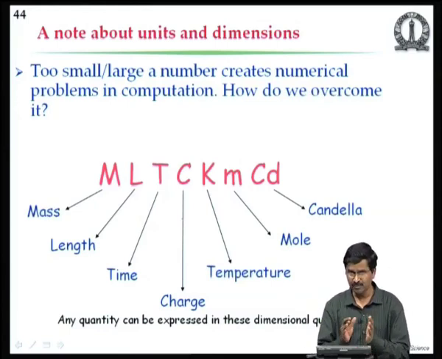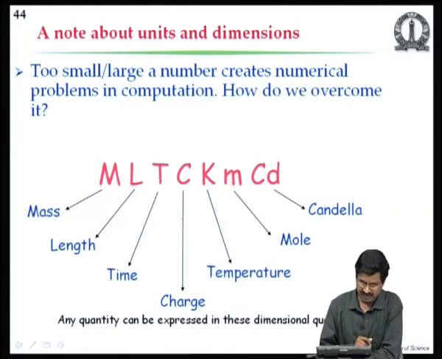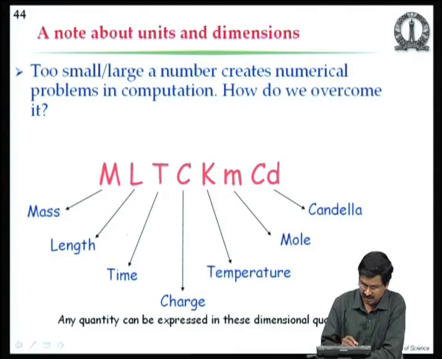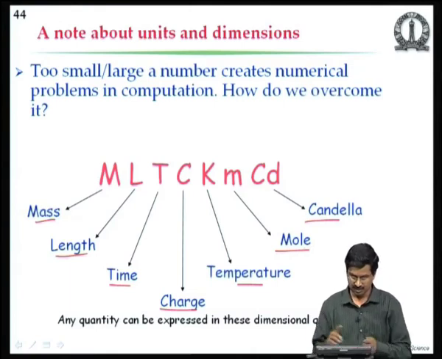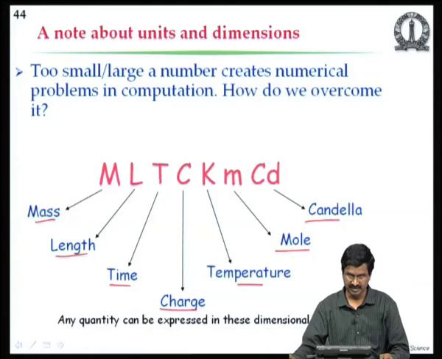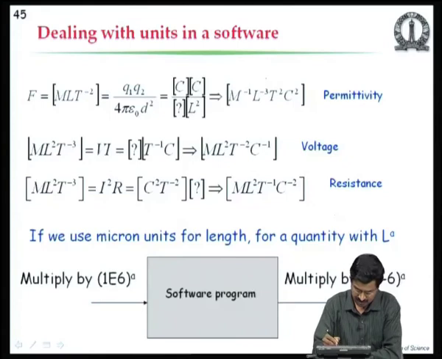So, we have to use appropriate scaling for the length, and the best way to do that is to go to dimensions. There are 7 fundamental dimensions: the mass, length, time, charge, temperature, mole and candela. Mole for the quantity of atoms, molecules, and candela for light. So, now if we take any quantity and express it in terms of these dimensions, we will know. Our interest is to see how it depends on the length.